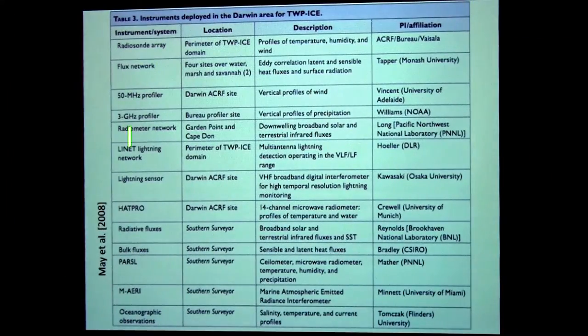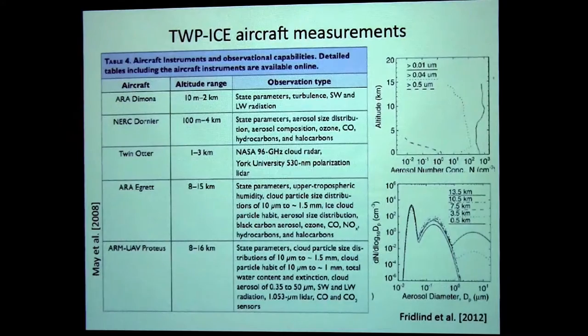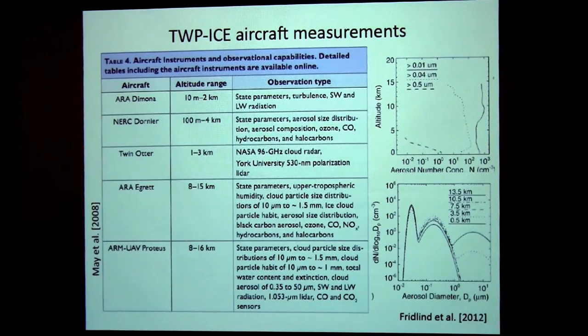I'm not going to linger on this. I just want to say that Peter May in 2008 in BAMS published the experiment paper, and these are the instruments that were specially deployed just for this experiment, including the radiosonde array, surface flux network, and a number of profilers, including those measuring wind and precipitation, which can be used to assess raindrop size distribution properties that I'll be talking about later. During the experiment there were also five aircraft. I even went to the experiment; they invited some modelers, which was nice. And so, five aircraft.